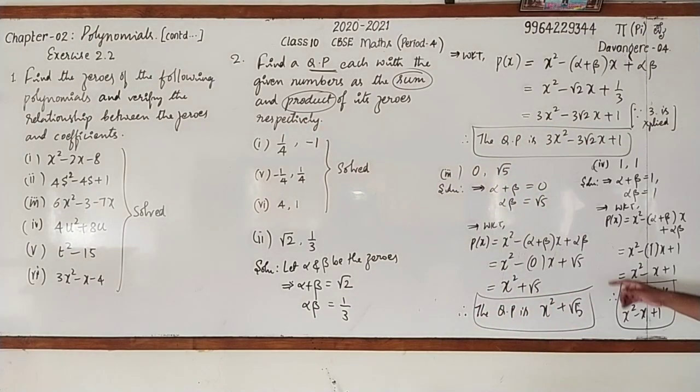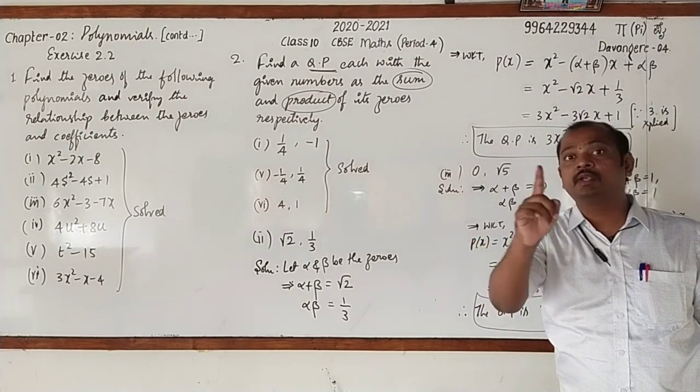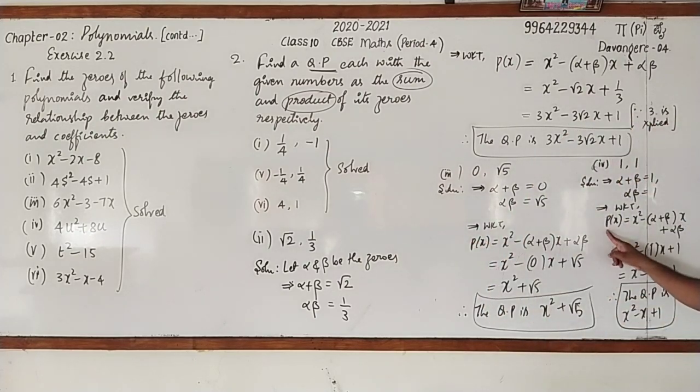Copy. Observe. One more is there in this way. That is 1 and 1. Here 1 is the sum of the zeros and 1 is the product of zeros. Here I have written that. Let alpha plus beta equal to 1 and alpha into beta is also the same, that is 1. We all know that when writing the quadratic polynomial when its zeros are given, it is p of x equal to x square minus of alpha plus beta into x plus alpha beta.